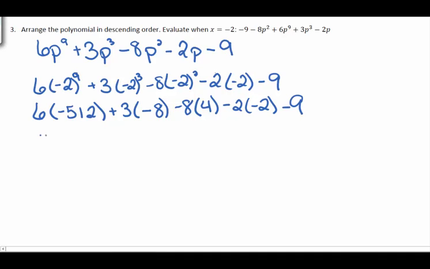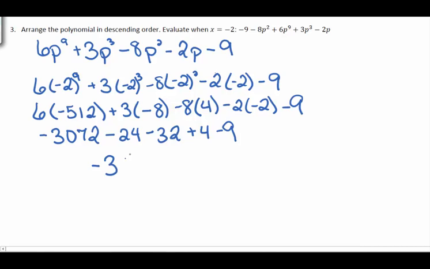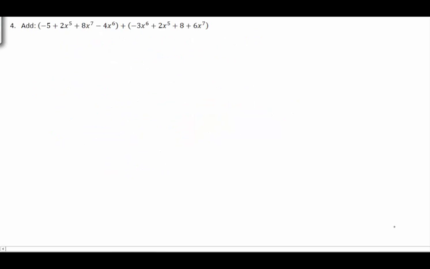Now we should multiply. 6 times -512 is -3072, minus 24, minus 32 plus 4 minus 9. Working this out gives negative 3,133.